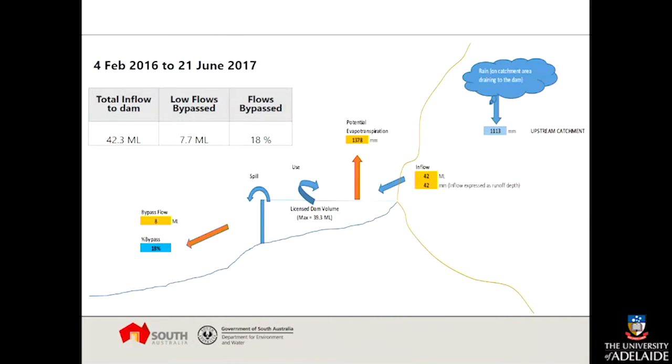So we've been collecting some preliminary data from this site. At this point in time, we've only got a short data series, so February 2016 to June 2017, and during that time there was 42 megalitres of flow that moved into the dam, and around about 18% of it was passed as low flow. So that's a fairly high percentage, and the reason for that is that there are springs upstream of this dam, and those springs discharge at a fairly low rate, which is below the threshold flow rate. So the percentage we see here is typically higher than what we're finding at most of our other sites.